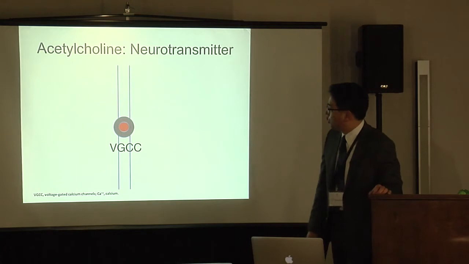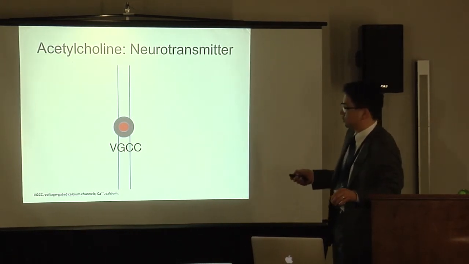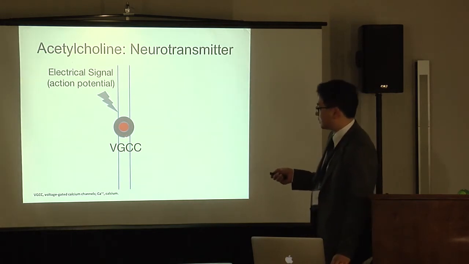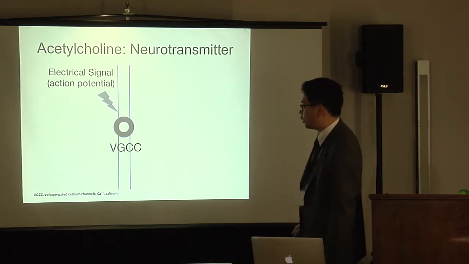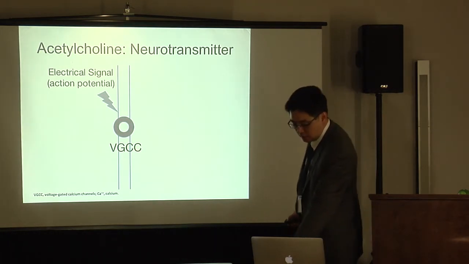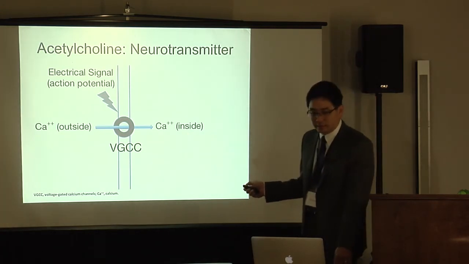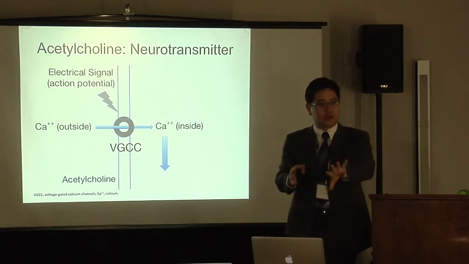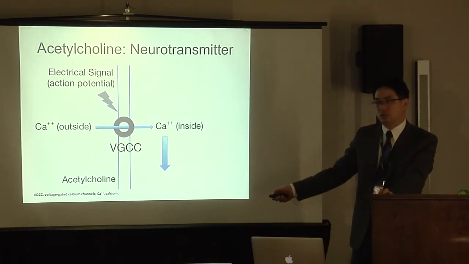So let's just kind of review that. This is the outside of the neuron, of the nerve, and this is the inside of the nerve. And when a signal comes in, that electrical signal activates and tells the voltage-gated calcium channel, that's what VGCC stands for, to open up. And when it opens up, then calcium can come into the cell. And when it comes into the cell, then the calcium can do something like tell the acetylcholine to be released out into the synapse, into that gap, and go and activate the muscle over here.